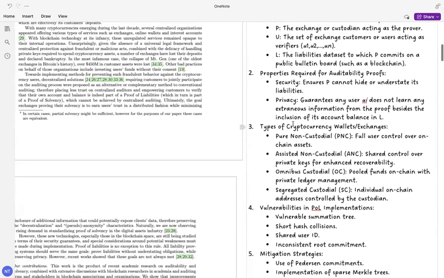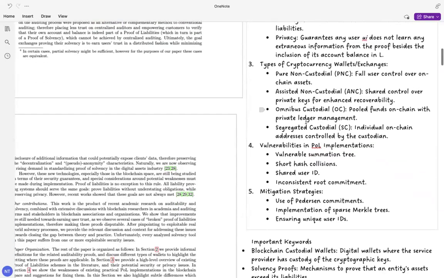And some of these things I can just skip because you already know. For example, typical properties required for such audits, security, privacy guarantees. Though the paper particularly devotes its time to omnibus custodial wallets, it also defines the other wallets and exchanges these schemes are also valid for.